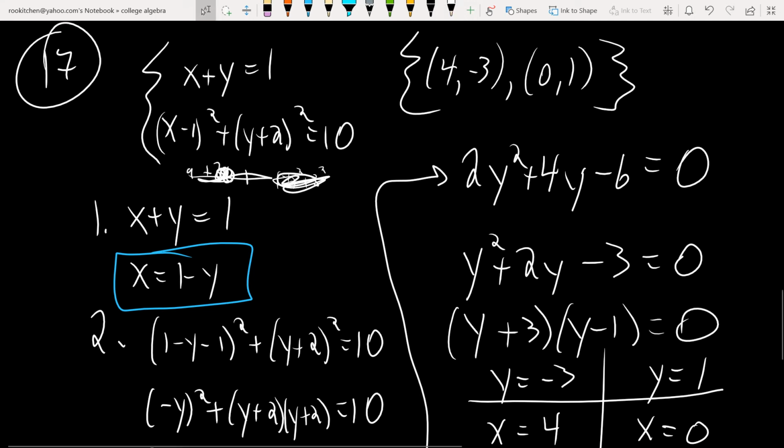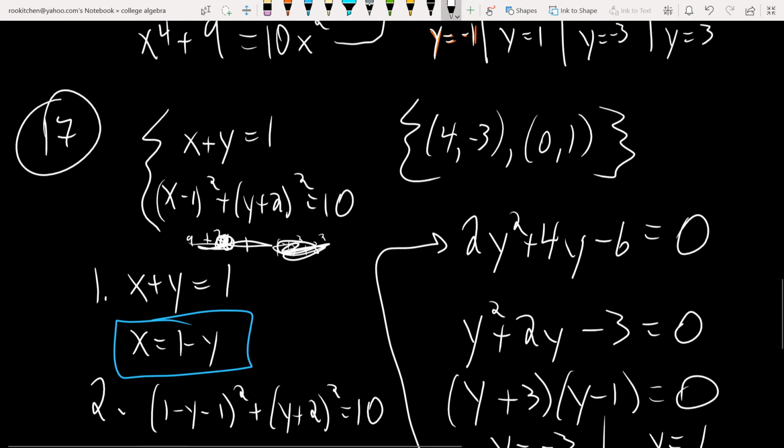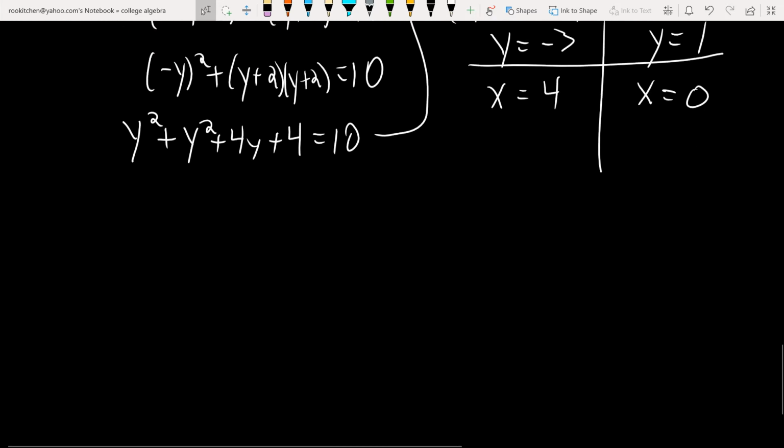Okay, and can there be any other solutions? Well, if you think about the geometry of it again, the second one is a circle located at (1, negative 2), with a radius of root 10, which is like 3 something. So it's going to look like this. And then x plus y equals 1 is just a line like this. So it should go through (0, 1). You could literally see it on the graph. And then (4, negative 3). So there's 2 intersects. So I think we're good. Let's try the addition method.